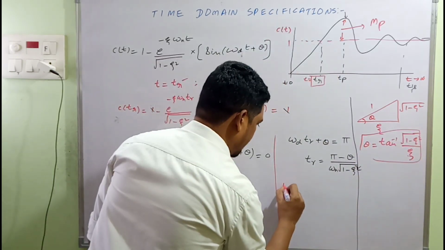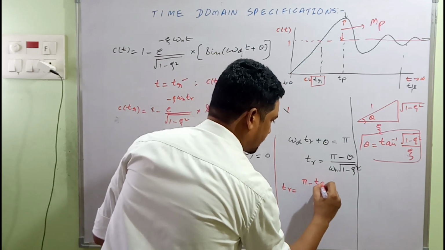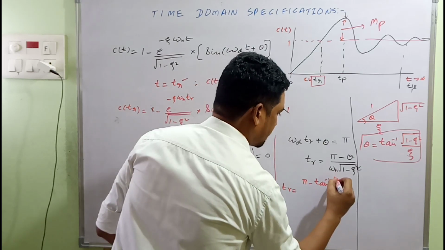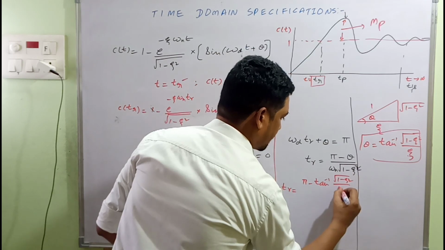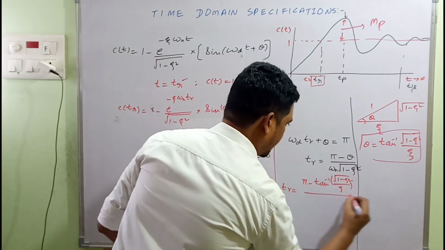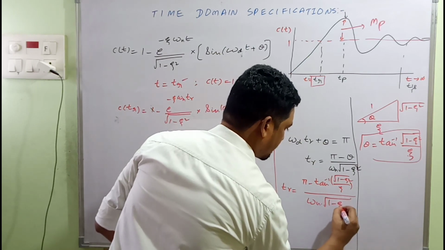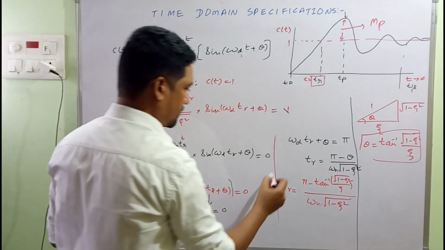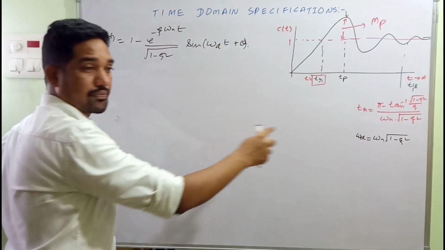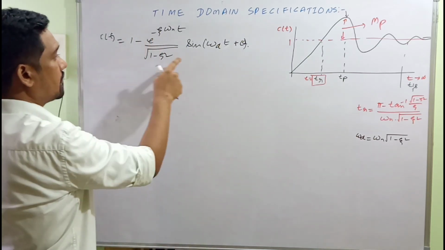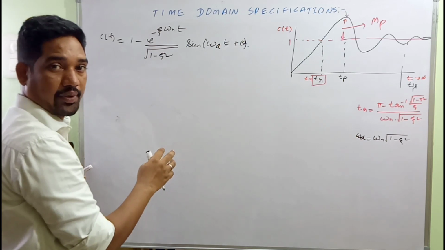And so the final rise time, TR, will be equal to pi minus tan inverse of under root 1 minus zeta square by zeta, all divided by omega n into under root 1 minus zeta square. Now we have to make use of this expression for rise time. Make a note, please. How to evaluate TP? The first derivative of the response is subjected equal to 0.